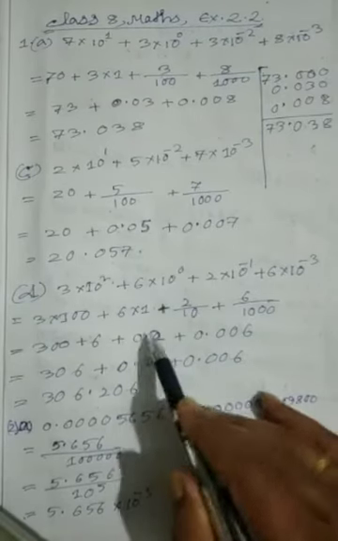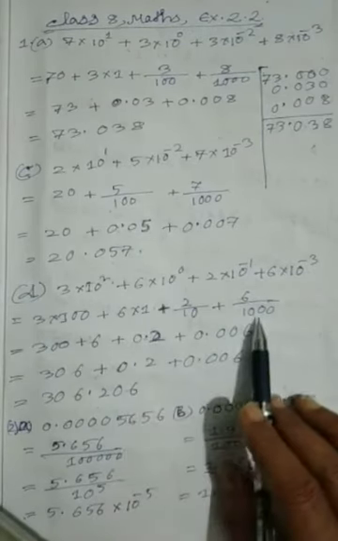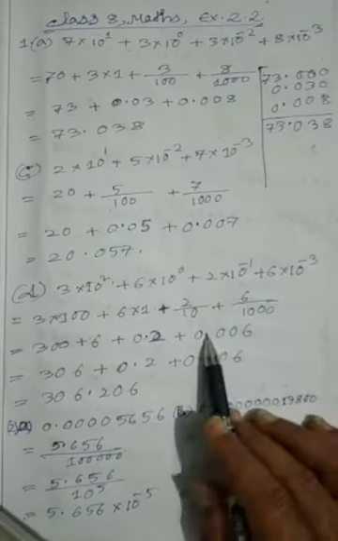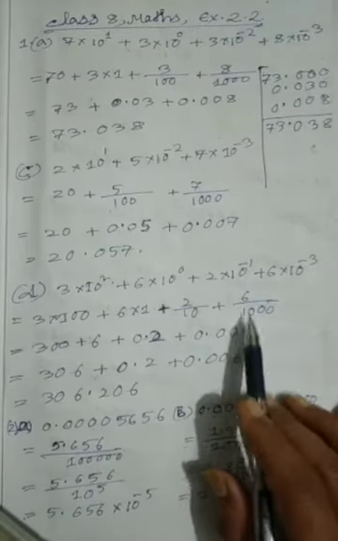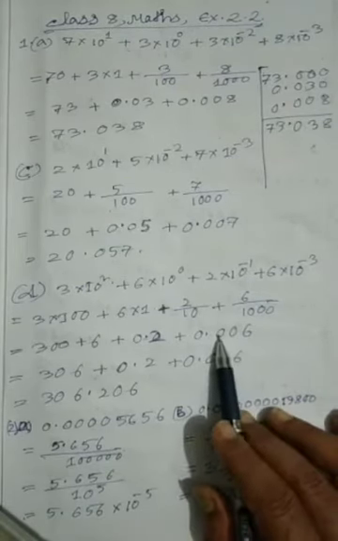So after the point, 1 digit. So 0.2 plus 1, 2, 3. After the point, 3 digits, 1, 2, 3. So only 1 digit is there. So 20 you have to give to make it 3 digits.